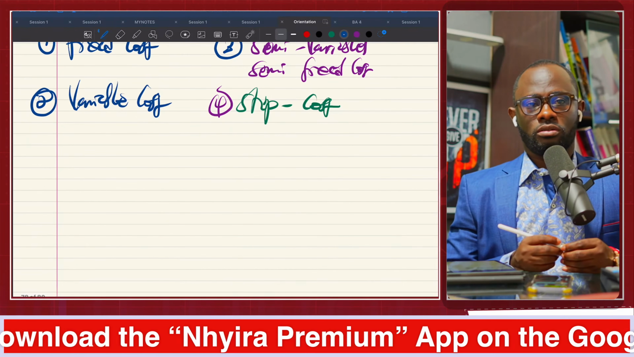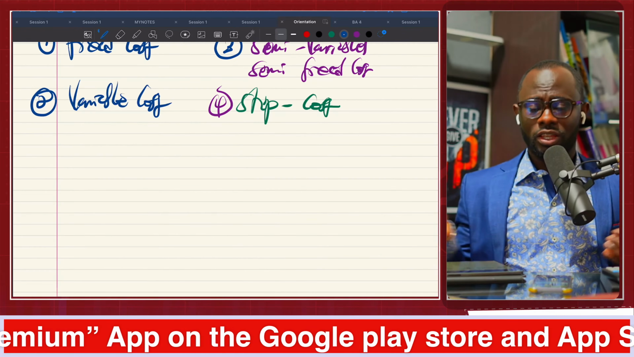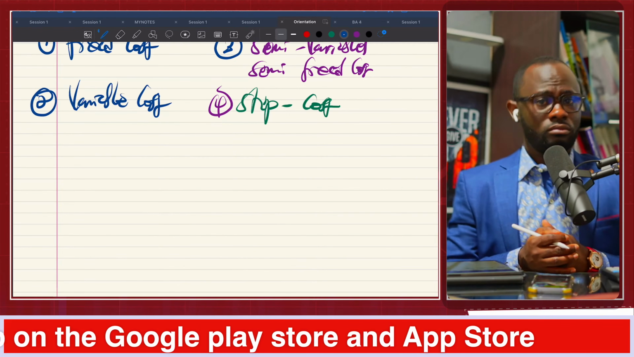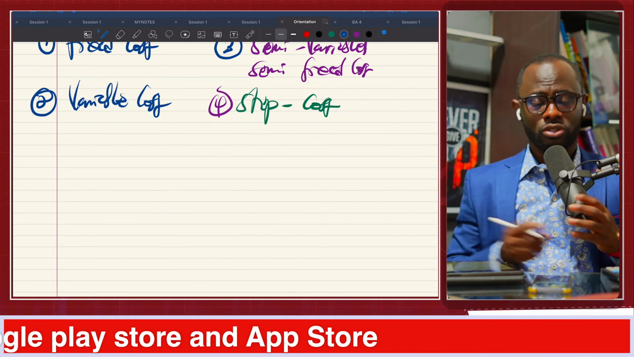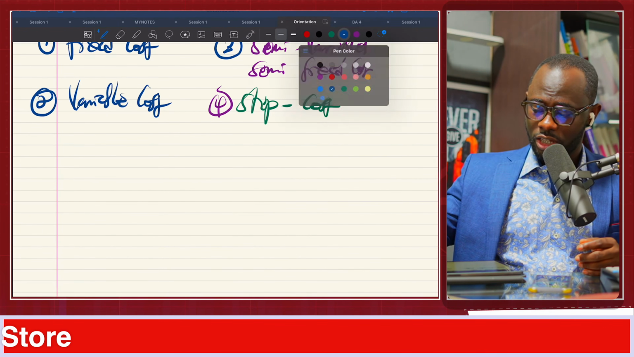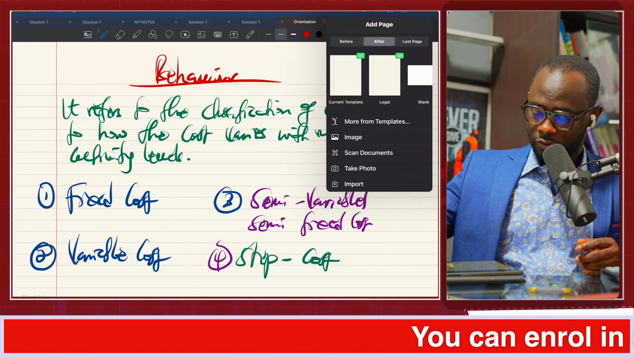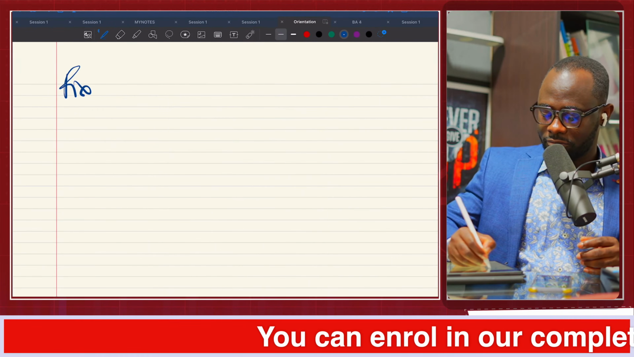What is fixed cost? Fixed costs are costs that remain the same irrespective of the output level. So that's fixed cost, the cost that remains the same irrespective of the output level. And so usually at output 0, fixed cost will still be incurred.